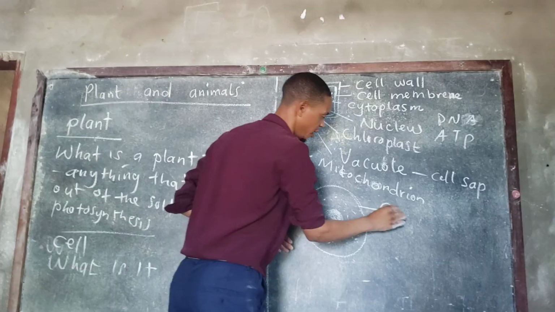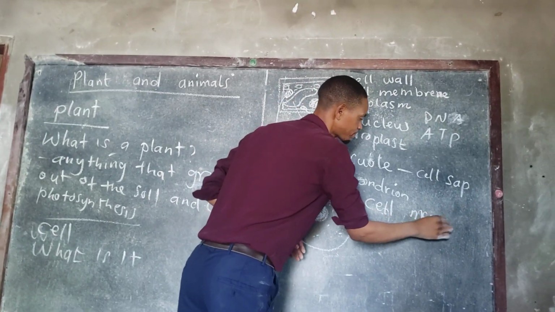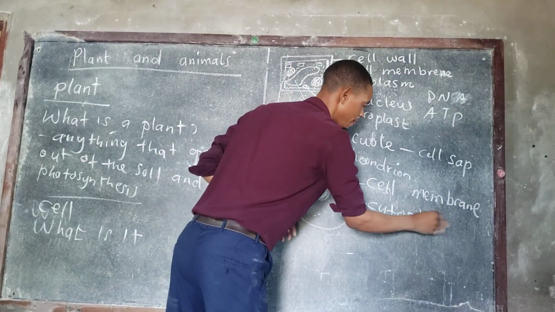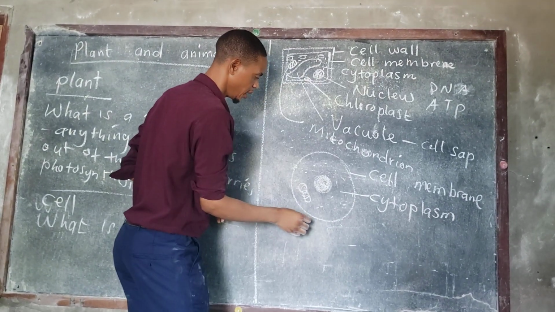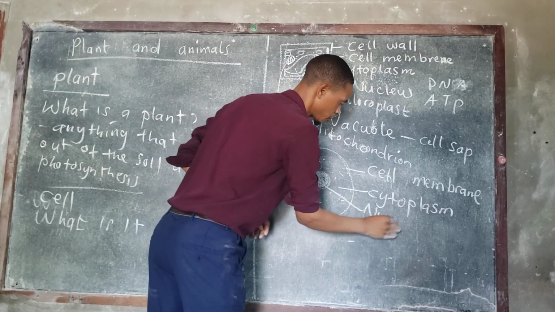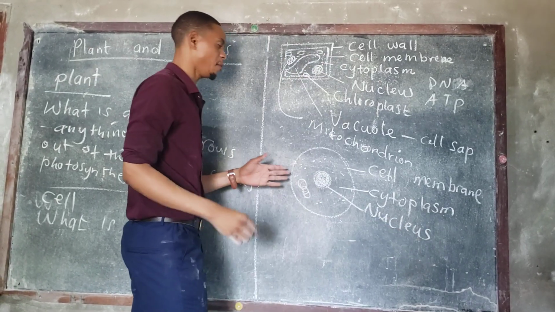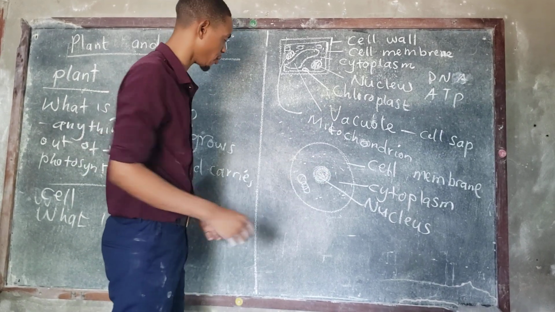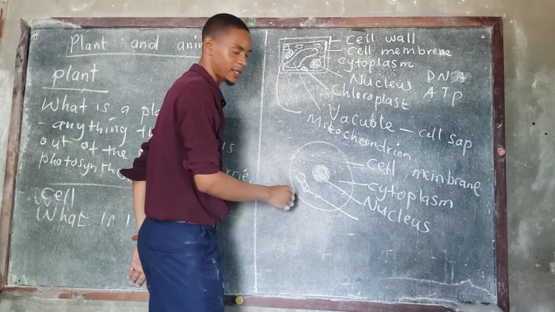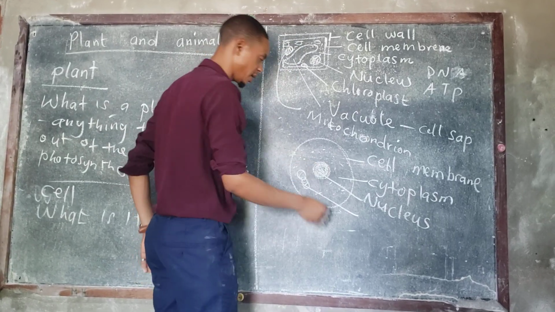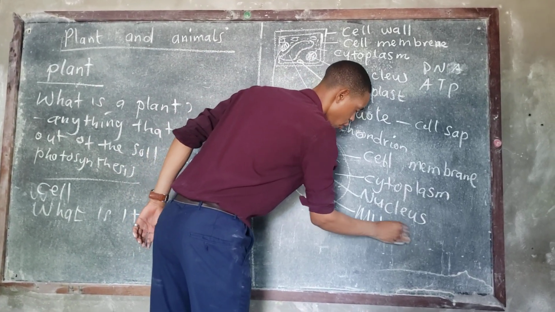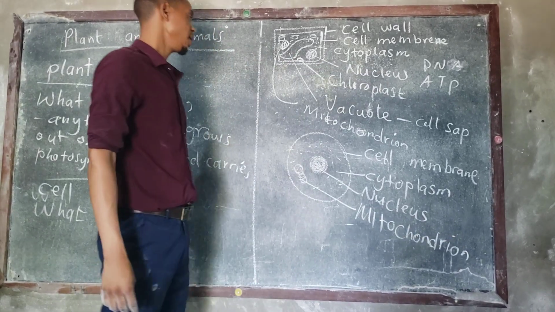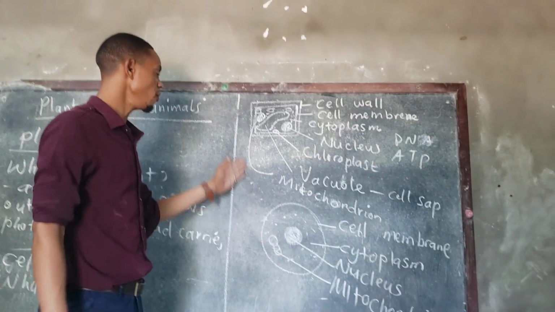And an animal cell is made up of the cell membrane, then cytoplasm, then the nucleus. The nucleus contains information about the cell, and it controls all activities of the cell. Then we have the powerhouse, known as the mitochondria, that gives energy to the cell. This is called the mitochondrion, because it's one. So these are the parts of the cell.